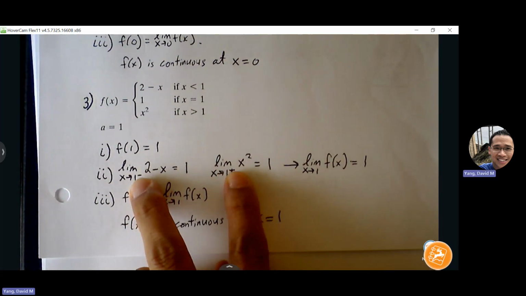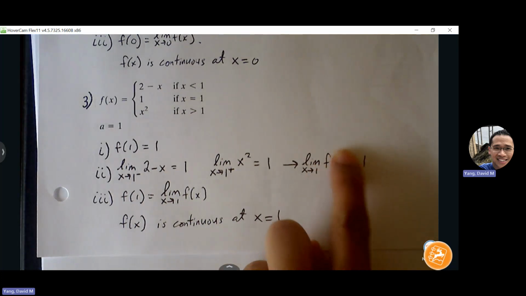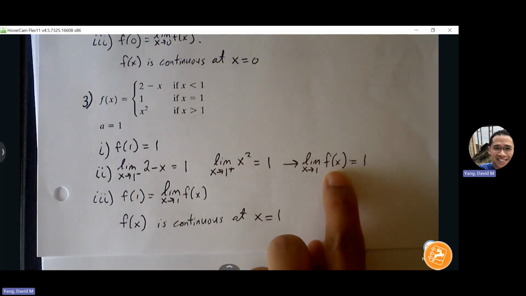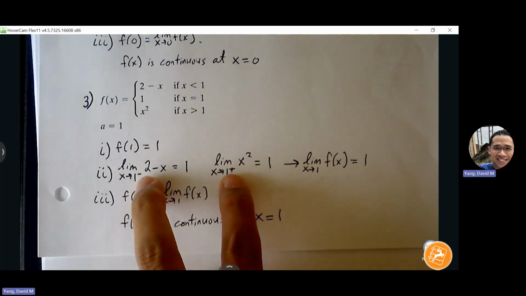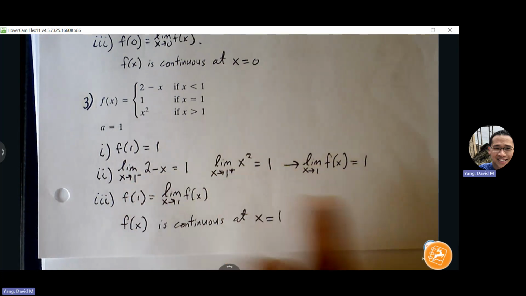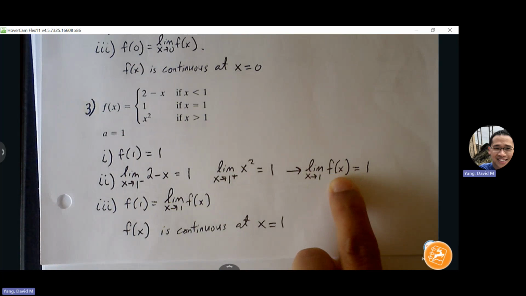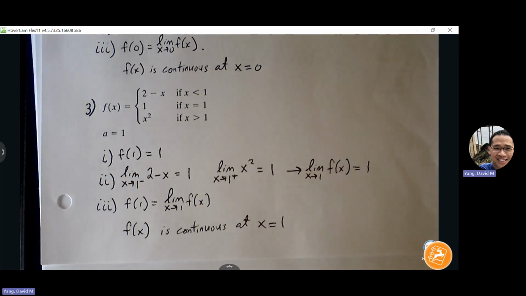If you do one-sided limits and they agree, make sure you rewrite your conclusion, because the whole point of the one-sided limit is to see if you can make a conclusion about the true limit. Either they agree and a limit exists, or they don't agree and the limit does not exist.